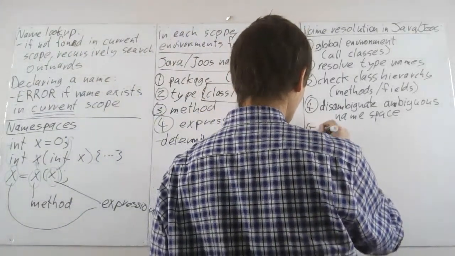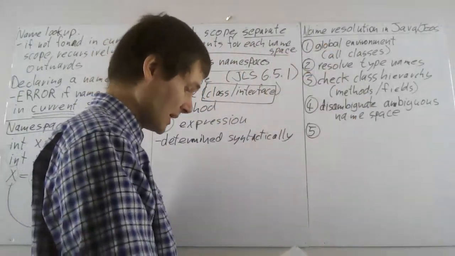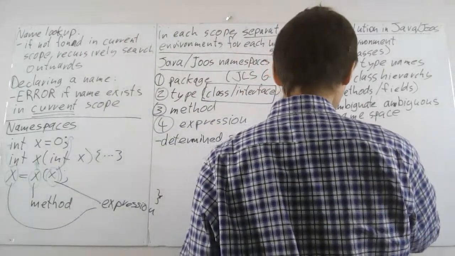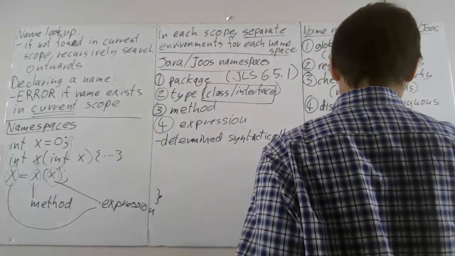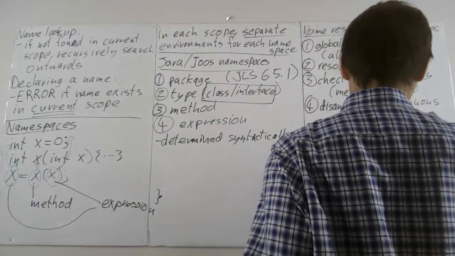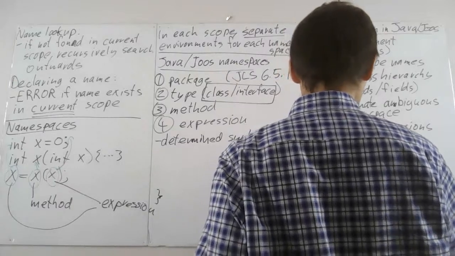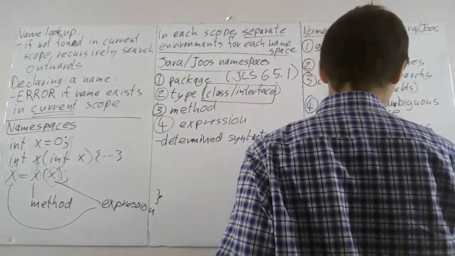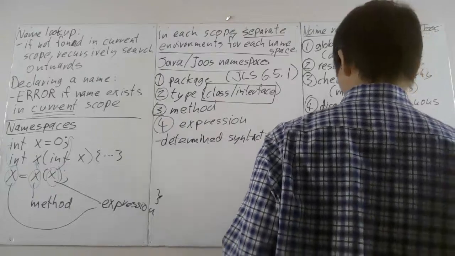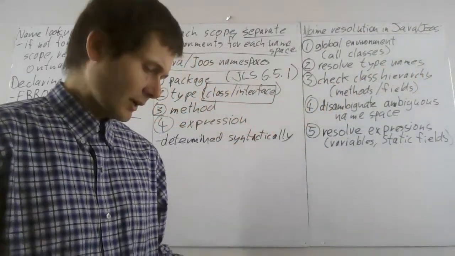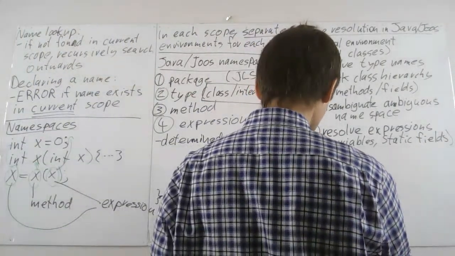Then step 5, once we know that, by now we know the namespace of every name. So here we're going to resolve any name that's in the expression namespace. This is specifically going to be local variables and static fields. Once we've done that, we can do type checking.